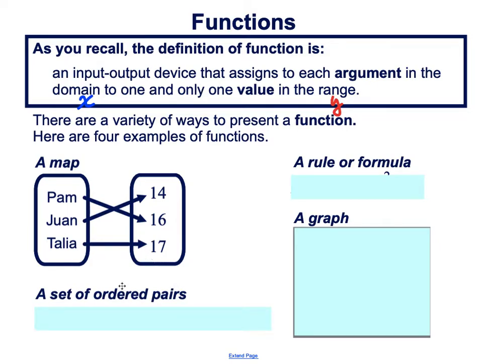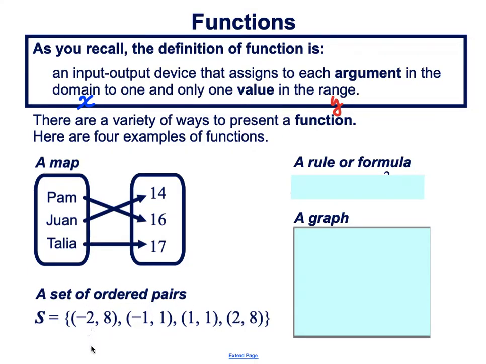Let's take a look at a set of ordered pairs. It can also be represented as a function if each domain is assigned to one and only one value in the range. So let's take a look at (-2, 8), (-1, 1), (1, 1), and (2, 8). This is a function because each domain is assigned to one and only one value in the range. Although you see the y values repeat here, the x values don't repeat.